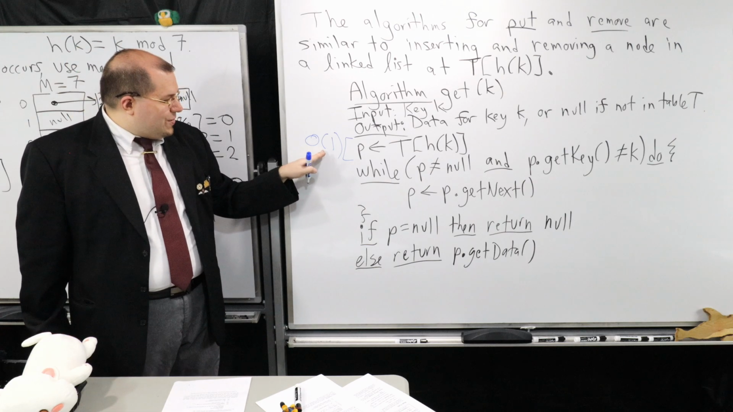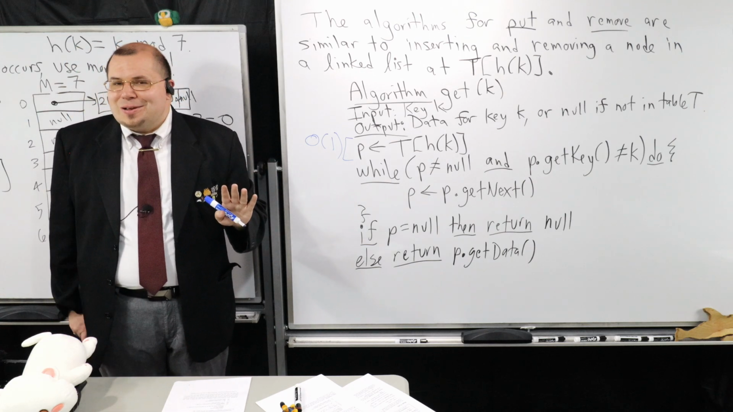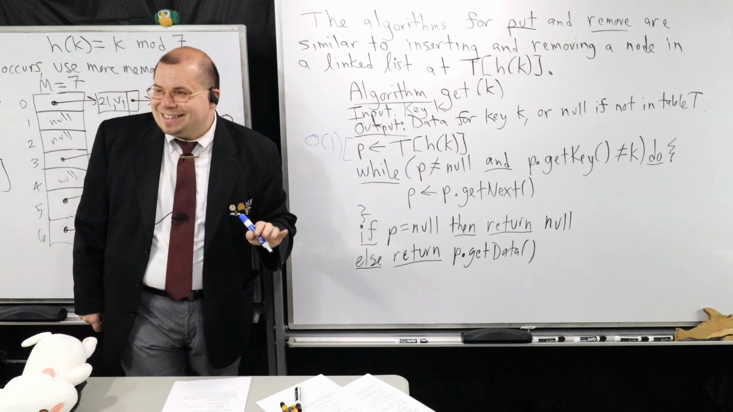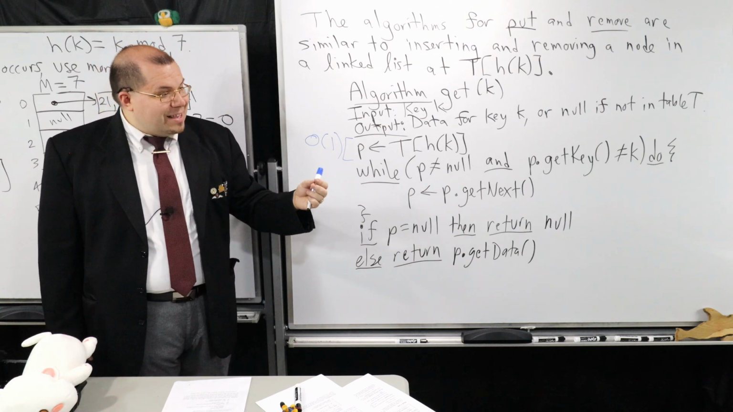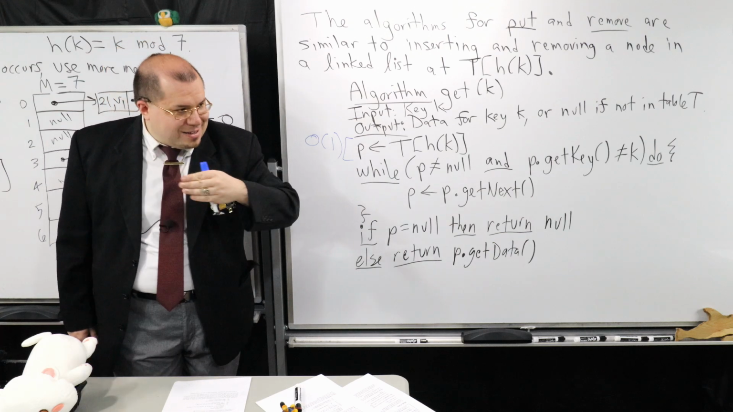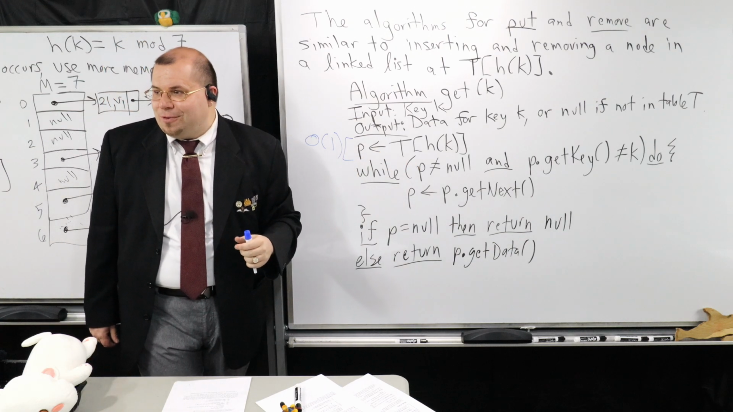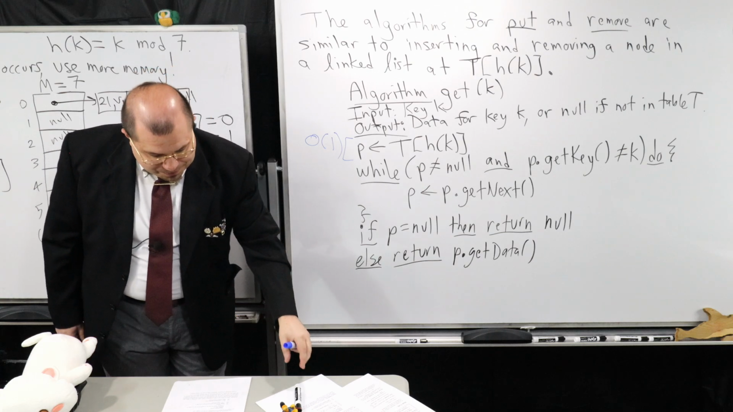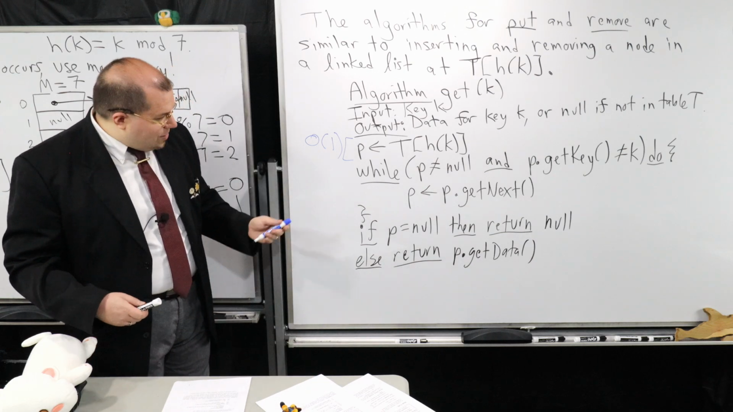So I know right away this first line is going to take me constant time. But what about the rest? Yeah, you reach the end of the list. So for example, I failed to find the record, right? So it means I have to go through the entire list at that one slot. So let's talk about this then.